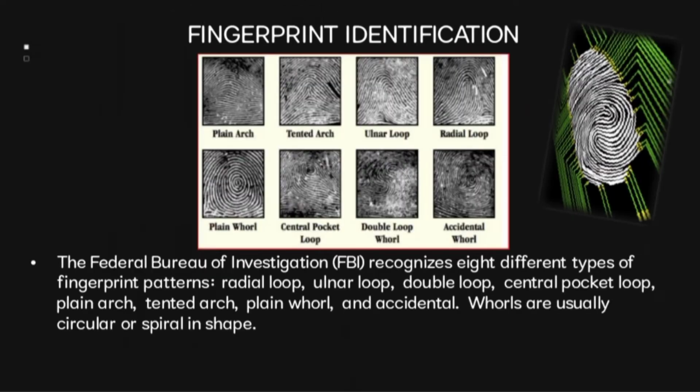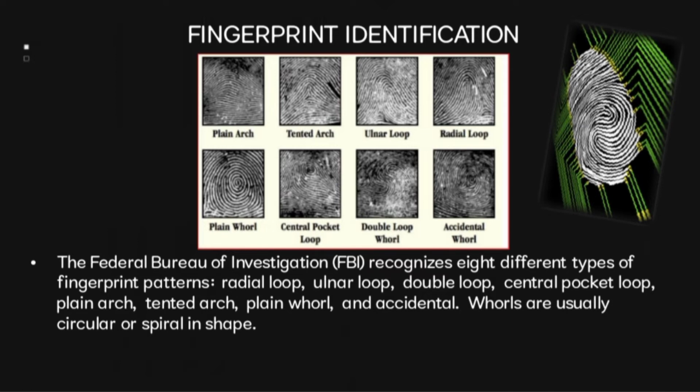So, the Federal Bureau of Investigation, or the FBI, recognizes 8 different types of fingerprint patterns, such as radial loop, ulnar loop, double loop, central pocket loop, plain arch, tented arch, plain whorl, and accidental whorls. So, whorls are usually circular or spiral in shape. You can see it in the example picture there.